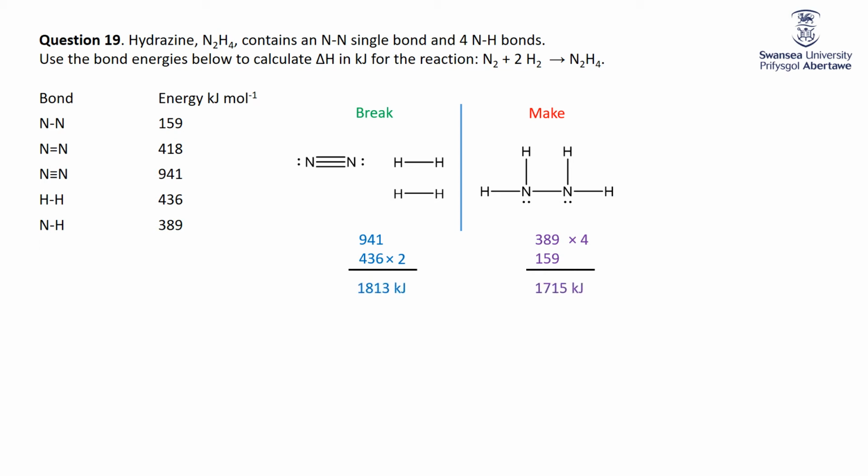Add them up. I'm breaking 1813 kilojoules worth. I'm making 1715 kilojoules worth. Put it all together, 1813 for the endothermic breaking, minus 1715 because the making is exothermic, and I get delta H equals 98.